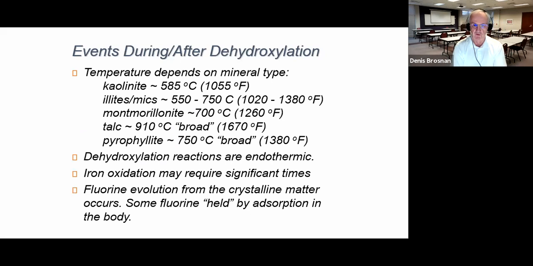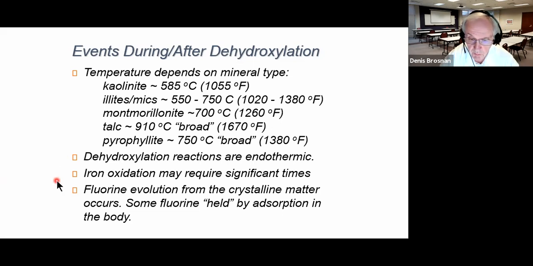So here's some more information about dehydroxylation. Kaolinite's down there at about 585 degrees C. Illite's up to 750 degrees C. Montmorillonite, very plastic clays that are in a few rare cases used to make bricks, used more as binders in ceramics, dehydroxylate up to around 700. You can see that talc and pyrophyllite are up there a little bit higher if you have those types of minerals present. Dehydroxylation reactions are always endothermic. Okay.